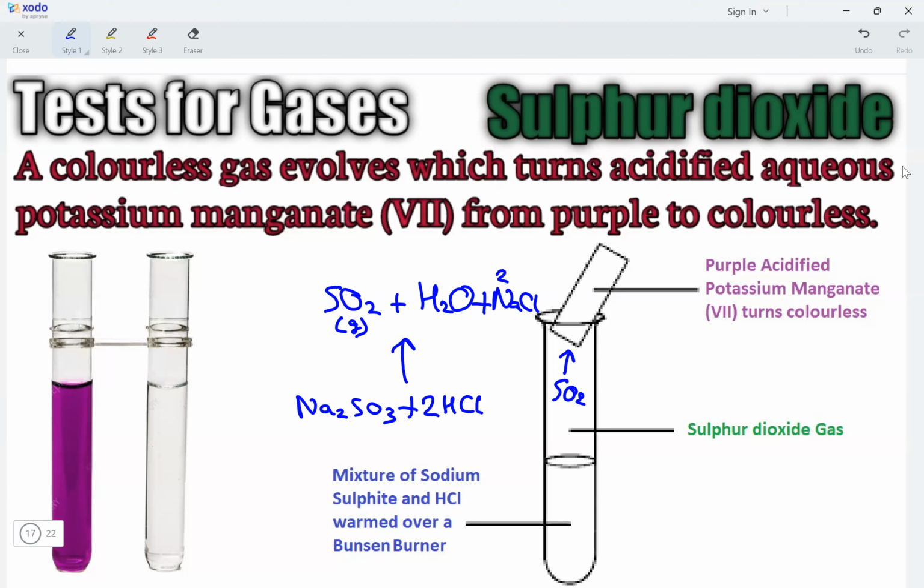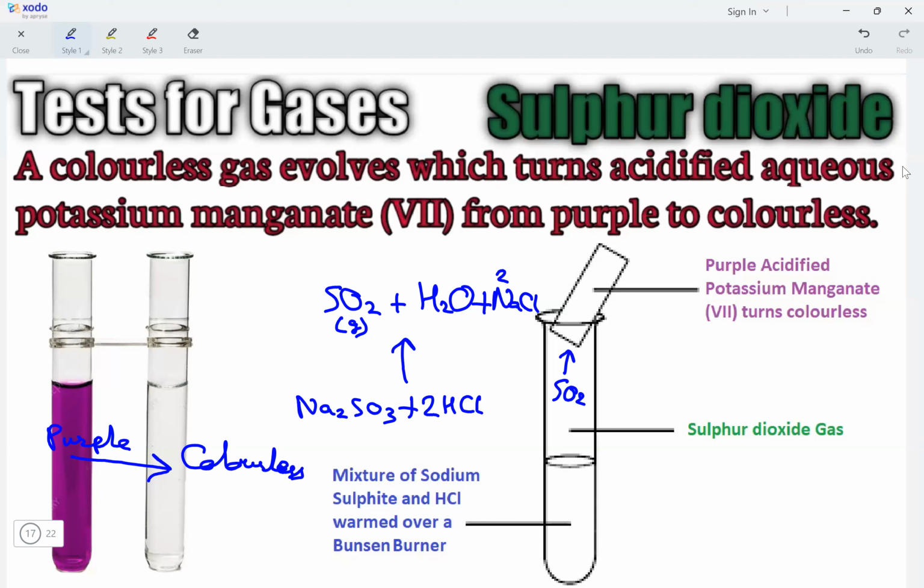We can test this better by adding the KMnO4 into the test tube in which the reaction is taking place. When you add it, it is purple. As soon as the reaction proceeds, it turns colorless. So this is what is meant by turning from purple to colorless. And change of potassium manganate from purple to colorless represents oxidation, which means the sulfur dioxide gas in the case of the diagram on the right has been oxidized.